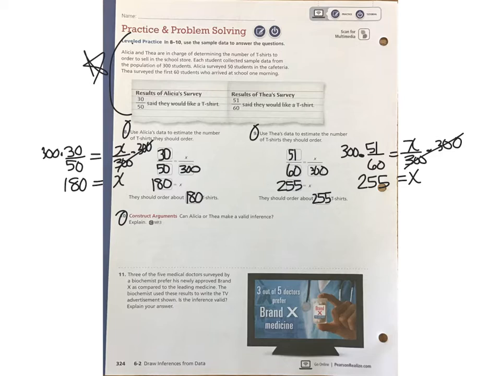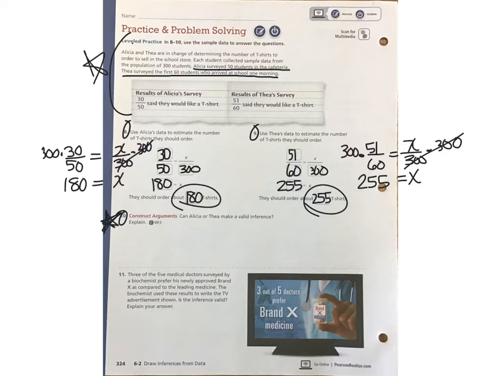Now, looking at these 2 answers, we notice that they are quite different, and both of them are probably not valid inferences. So we need to go back before we can answer question number 10 and take a look at how they conducted their surveys to determine if Alicia or Thea could make a valid inference. So back at the top of the page, we notice that when they were surveyed, it says Alicia surveyed 50 students in the cafeteria. Thea surveyed the first 60 students who arrived at school one morning. And the question you need to ask yourself is, are either of these going to produce a representative sample of the entire population?